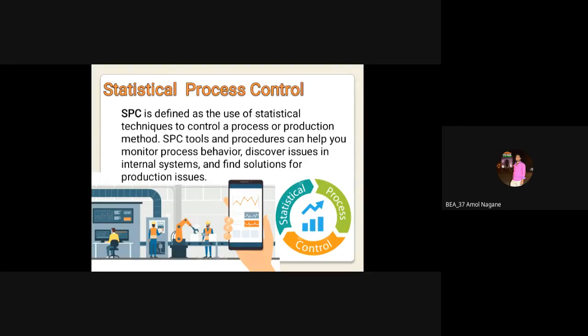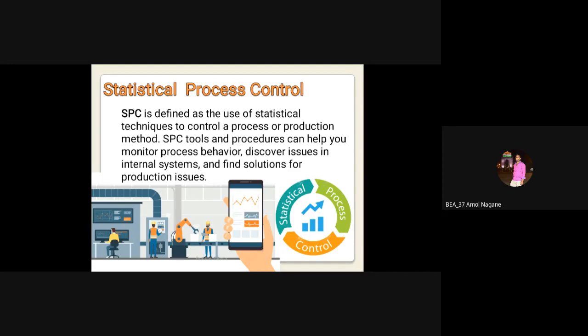Suppose we can do it from online mode also. We might know that since last year the pandemic situation is there, and a number of companies are doing work from home. Yes, this is possible. Why? Because we have a statistical process control system. This is also one benefit of statistical process control.